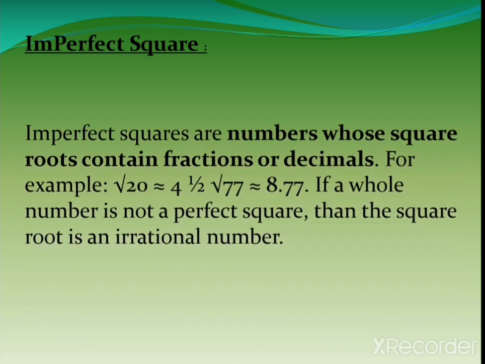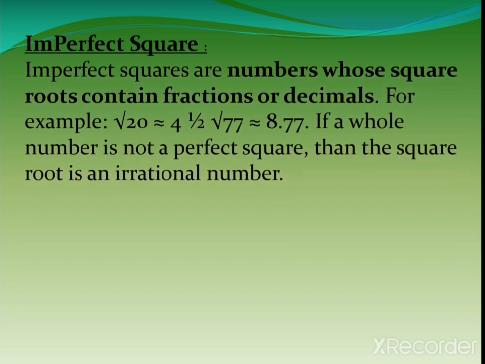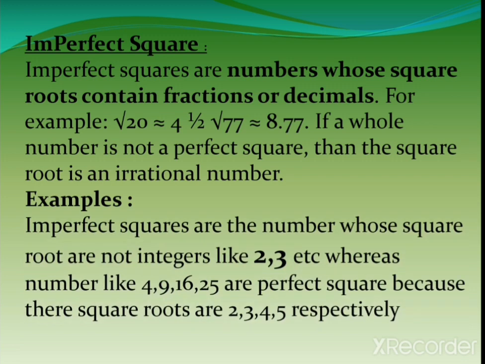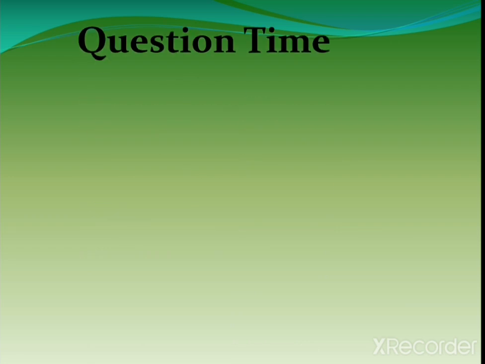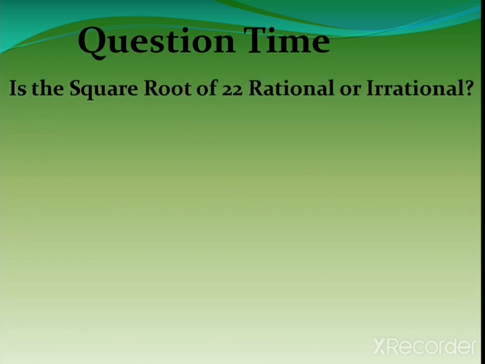Now, here comes the question: what are imperfect squares? As I told you, today we'll be learning about imperfect squares. Imperfect squares are numbers whose square root contains fractions or decimals, or if you take the square root, you don't get a whole number as a result. For example, 4, 9, 16 and 25 are perfect squares because their square roots are 2, 3, 4 and 5. But 2 and 3 are not perfect squares because if you take their square roots, there won't be a whole number.